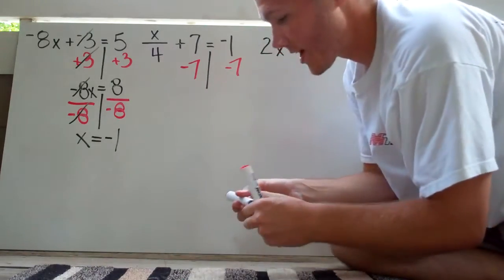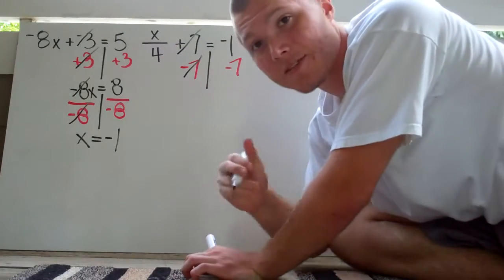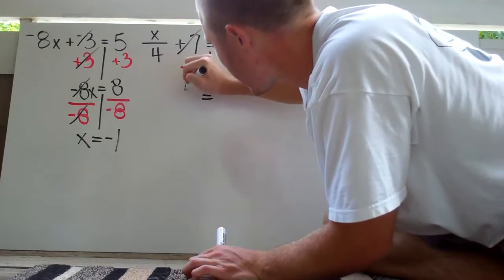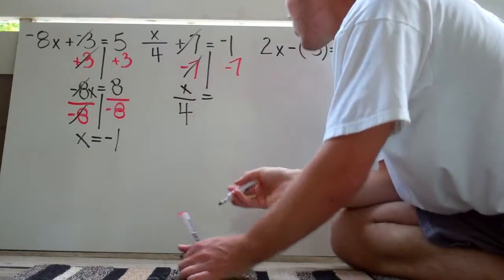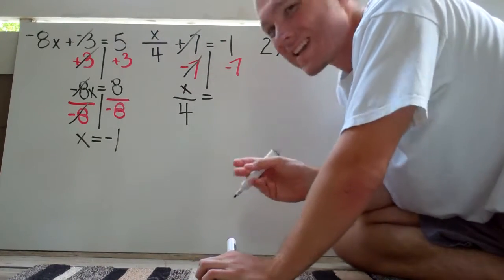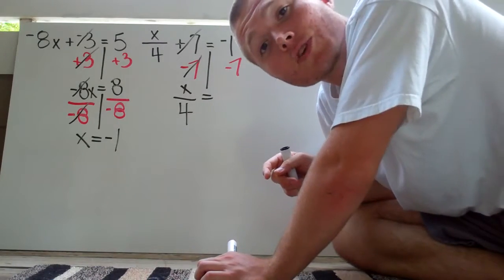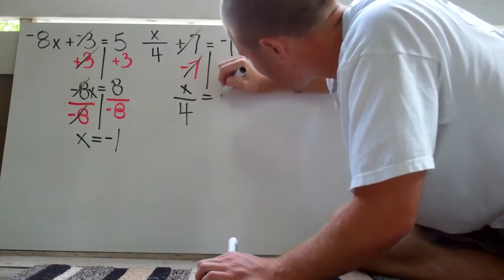So, plus 7 and minus 7, they're going to cancel. Gone. And I've got x divided by 4. So, drop that equal sign back down. We've got x over 4 equals. And then on the right side, I've got negative 1 minus 7. Alright, remembering back to how we added and subtracted integers, positive and negative values, you should have gotten negative 8.